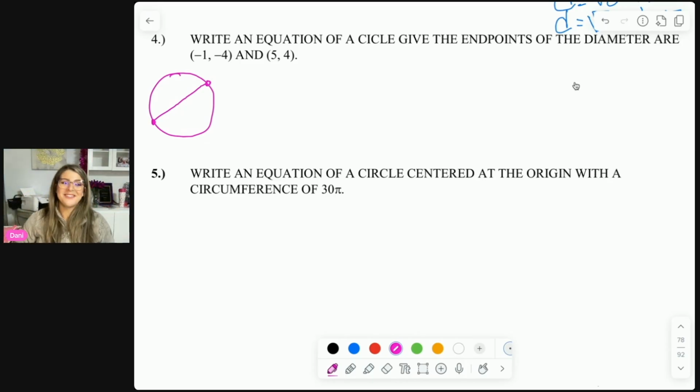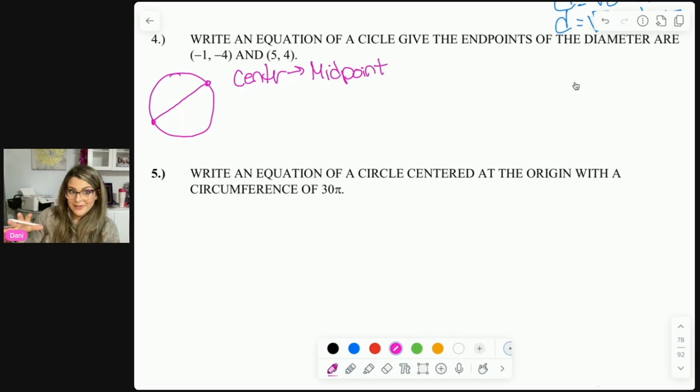Midpoint. I know, so exciting. The middle of 2 points is called the midpoint. So to find our center point, we are going to need to find the midpoint of these 2 points. Do you remember how to find the middle?